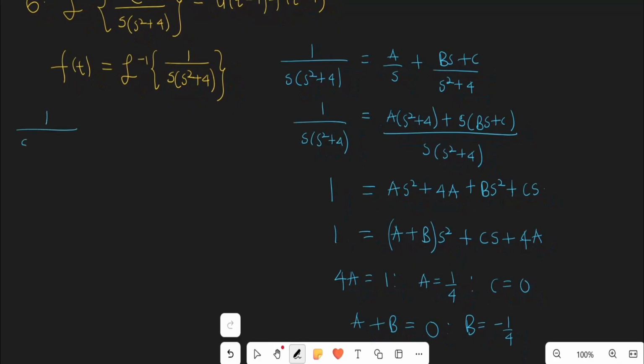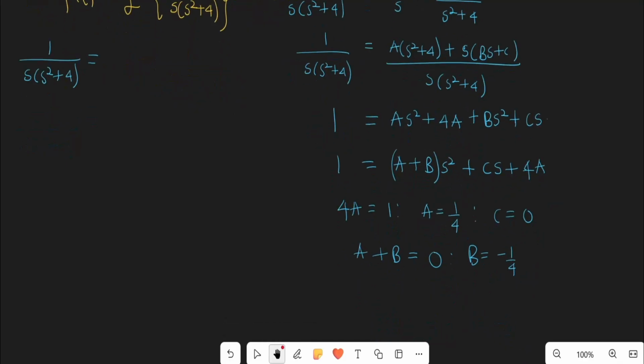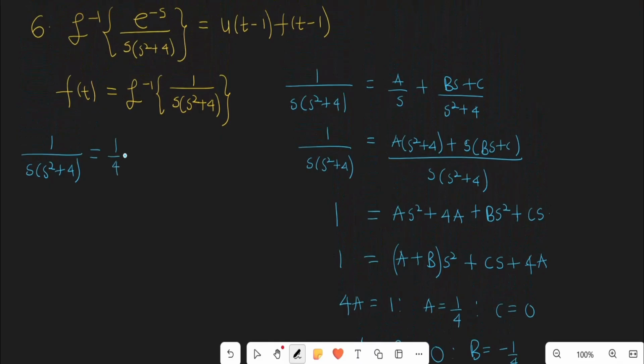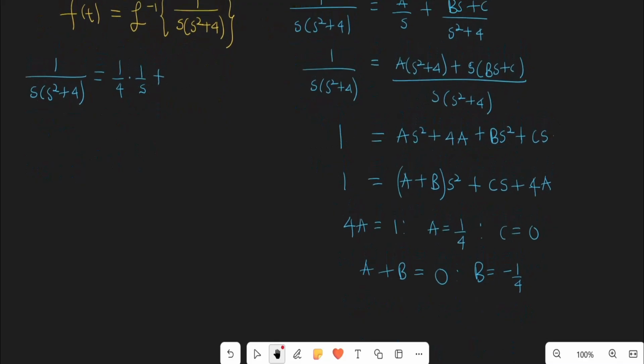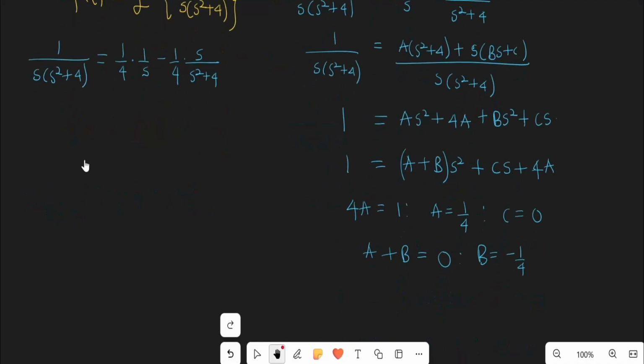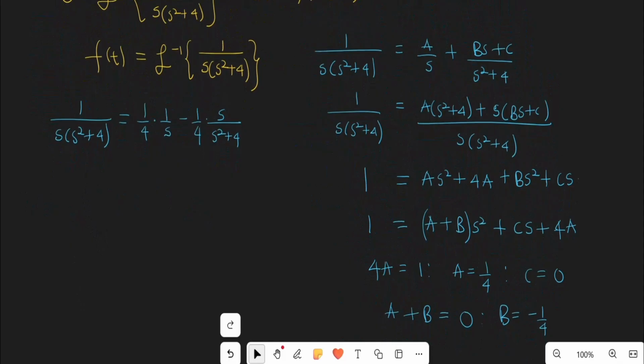So 1 all over s times s squared plus 4. This one is equal to a. A is what exactly? 1 over 4. So that is going to be 1 over 4 times 1 over s, plus bs plus c. B is negative 1 over 4. So that is going to be negative 1 over 4 multiplied by s over s squared plus 4. And then plus c. C is 0, so there's no effect. 0 over s squared plus 4 is 0. And then this is what we have.